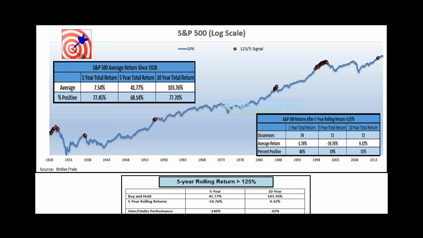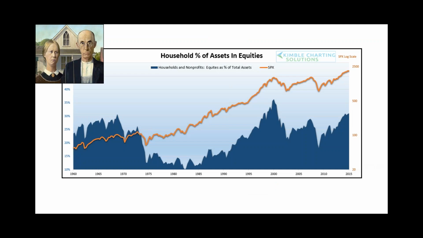A little further out, 10 years later, we talked about it, you double your money usually on average. 10 years later, when this warning signal hits, you're up 9% on average 5 years later. The over-under performance going out 10 years is a negative 92%. So this is something that you definitely need to pay attention to. If you're a day trader, sure, maybe you don't care as much, but for just about anybody else, this is a big deal. Let's get to the next slide here.